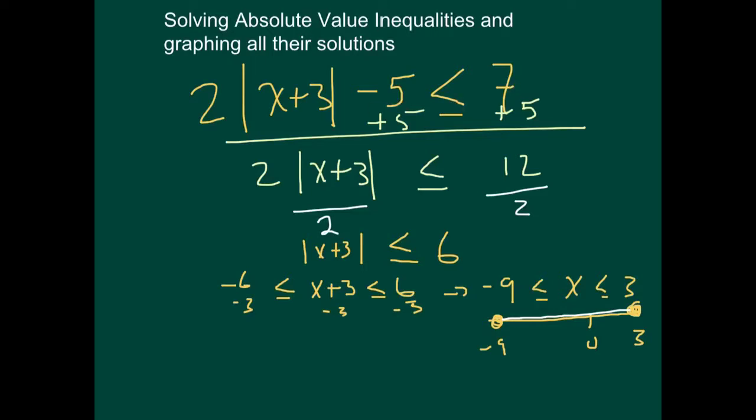Yep, that checks. Check it out with 3. 3 plus 3 is 6. 2 times 6 is going to be 12. 12 minus the 5 is 7. That checks. Check it with negative 9. Negative 9 plus 3 is going to be negative 6. Absolute value of that is 6. 2 times 6, 12. Minus 5, boom, 7. Again, it checks, so you're good to go.